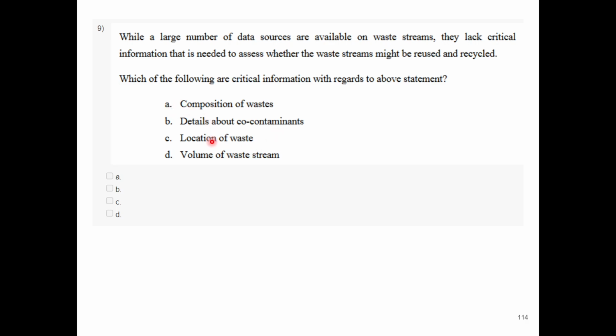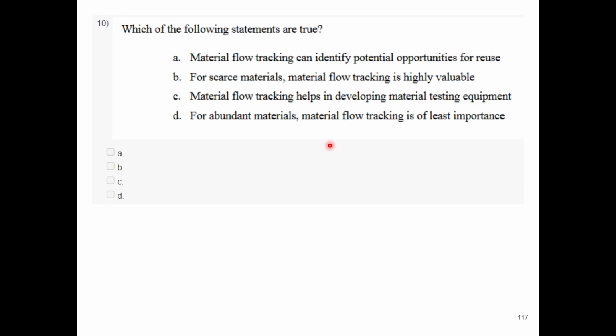So what are the correct options? It is A, B, and C. These are the critical information basically. The volume of waste stream is not critical because they have a large number of data sources. Okay, so A, B, and C are the correct options. So A, composition of waste, B, details about co-contaminants, and C, location of waste are the correct options.